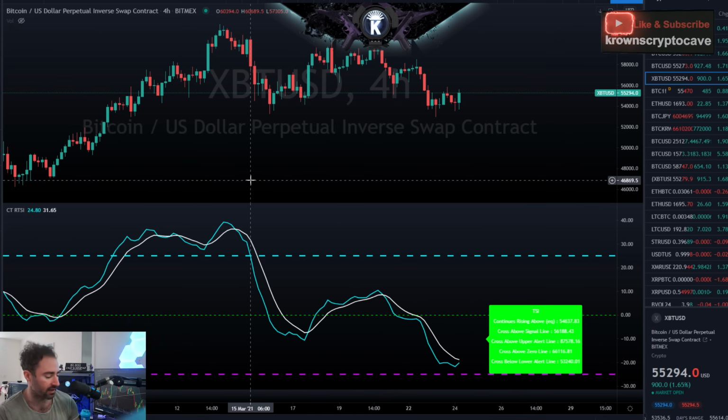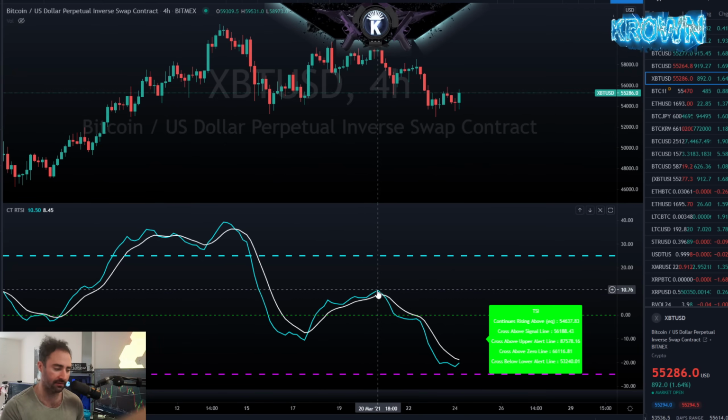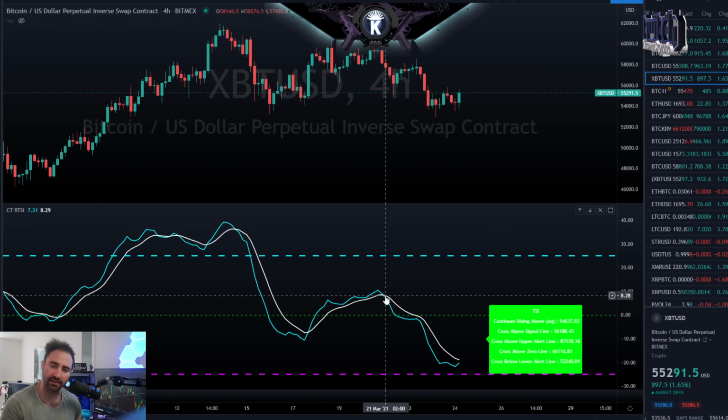Okay, moving on. Let's go over the different moving parts within this one. We've got two oscillators right here. We have a fast one and a slow one. The fast one is represented by the light blue. The slow one is represented by the white.